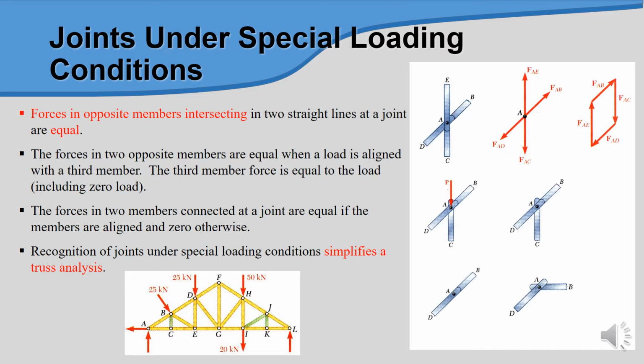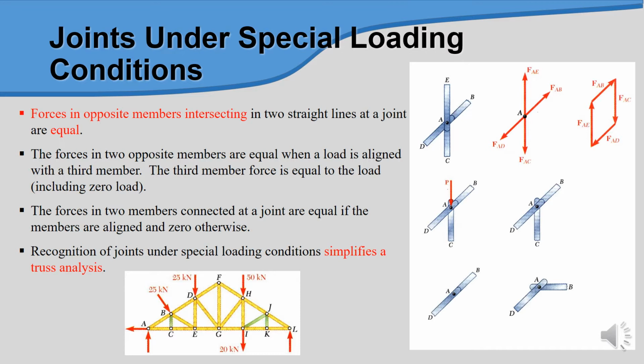The loading condition, which is the forces in two opposite members are equal when a load is aligned with a third member. The third member force is equal to the load, including zero load. And then we have the force in two members connected at a joint are equal if the members are aligned and zero otherwise. Finally, recognition of joints under special loading condition simplifies the truss analysis.